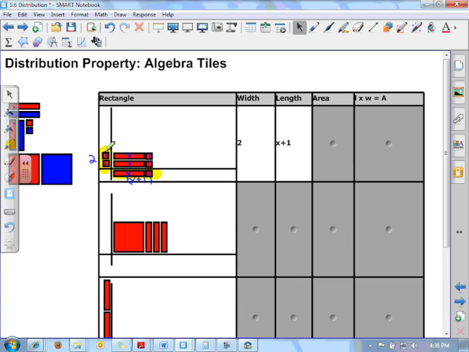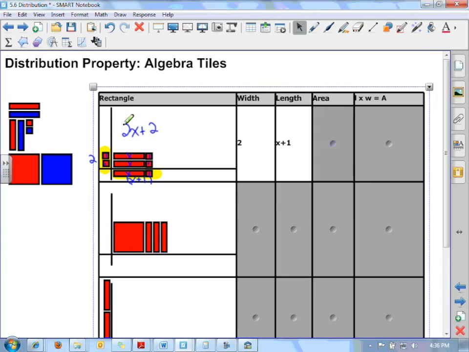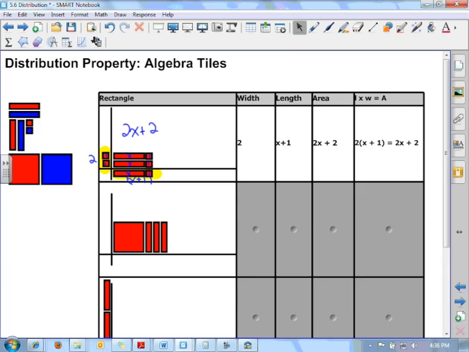So when we work this out, our area is what? Well, I have 2x tiles plus 2 unit tiles. So that's where we get an area of 2x plus 2. So now when I show it as length times width or width times length equals area, we get the following, where 2 represents the width, x plus 1 represents the length, and area represents 2x plus 2.